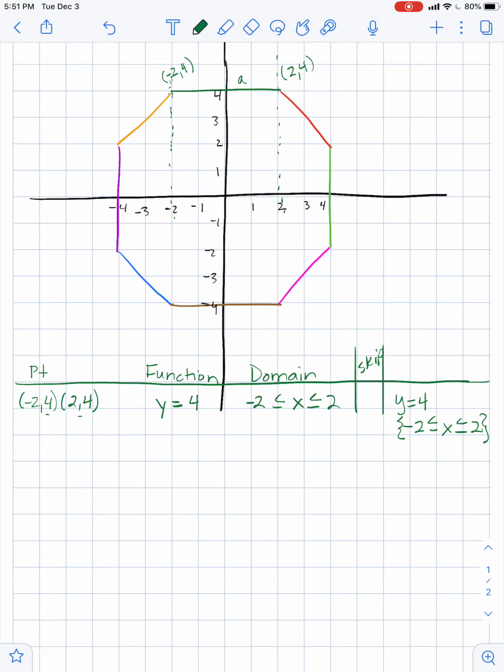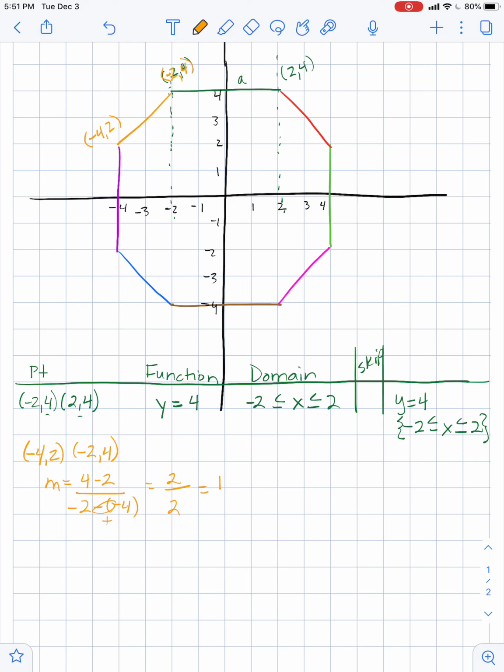Now I'm going to go to the orange, and again, when I do my points, I have (-4, 2), and then I have the (-2, 4) that I already had. So I have as points (-4, 2) and (-2, 4). And again, I'm going to write my equation. The first thing I need to do is find my slope. And double negatives, that's going to be plus. So I have a slope of 1.